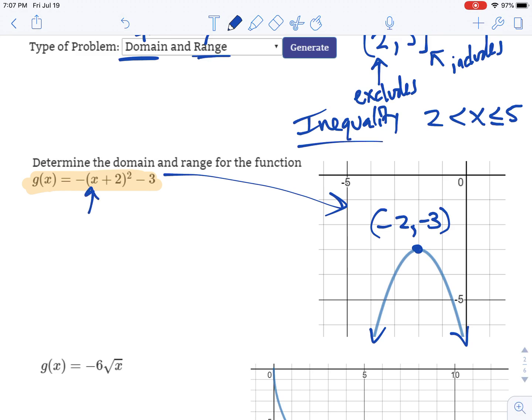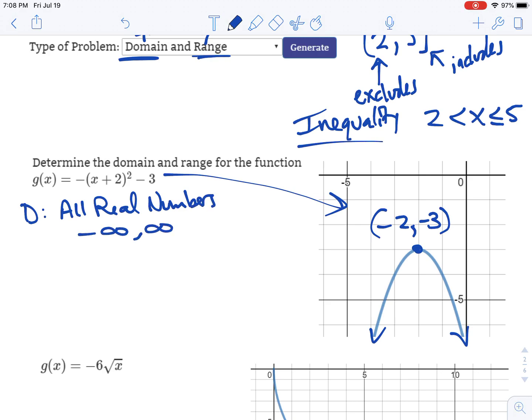I can plug in decimals, negatives, positives. It makes no difference. Everything's going to be able to work. There is no restrictions on this domain. So the domain here is going to be everything. We're going to call that all real numbers. You could write it like this, or you could say everything between -infinity and infinity. That would be interval notation. Or we could write it in inequality notation like this.